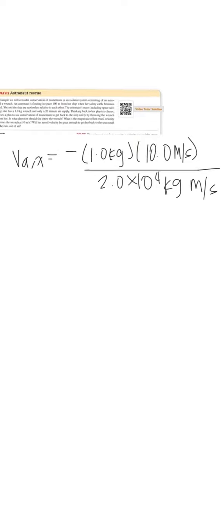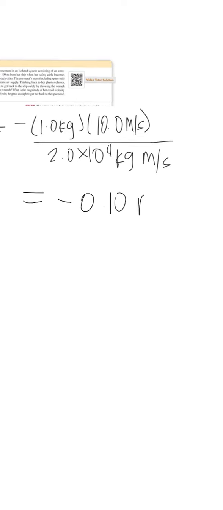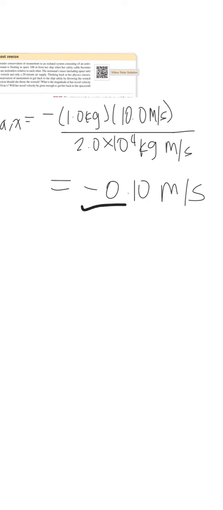So now this is a simple equation to solve. It's just subtracting, multiplying, and dividing. So we'll have that this is equal to negative 0.10 meters per second. So this that we just solved, this is the astronaut's velocity after throwing the wrench.